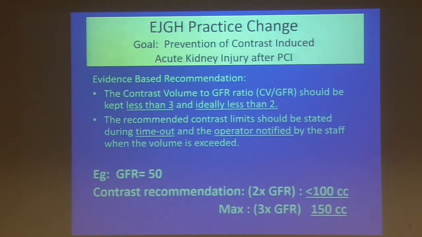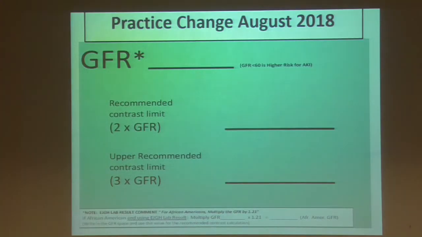So this is the practice change that we decided based on that evidence that we would implement. The contrast volume to GFR ratio should be kept less than 3 and ideally less than 2. And the limits should be stated during the timeout and the operator notified. So we did education of all the staff. And so if the patient's GFR is 50, we're going to say, hey, ideally use less than 100 cc's. And definitely we want to try to keep less than 150 cc's. So a pretty simple calculation.